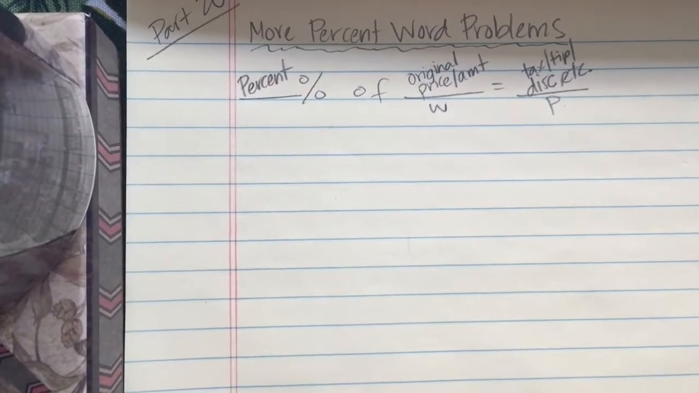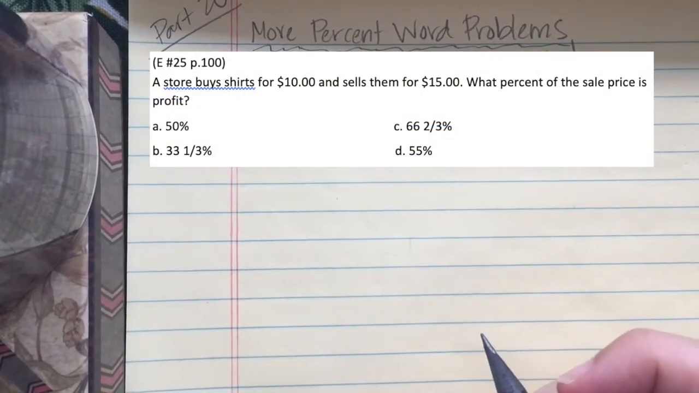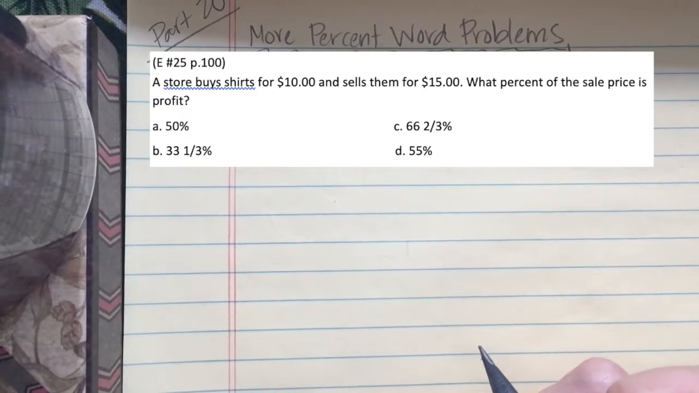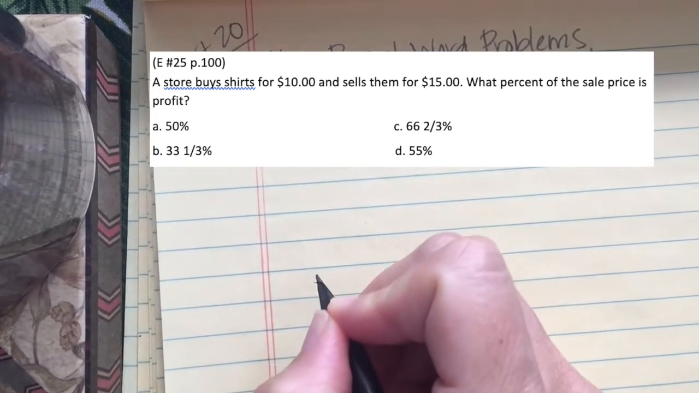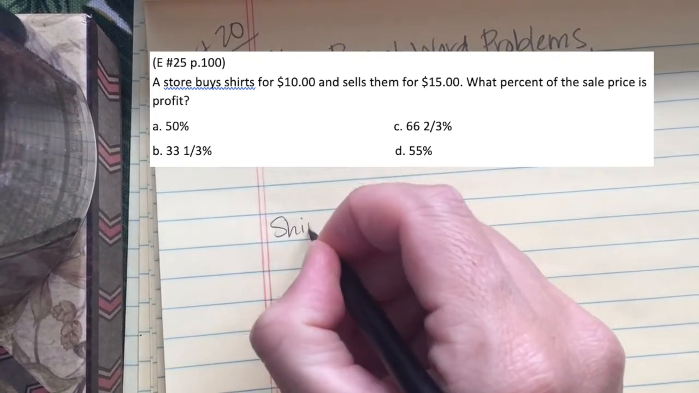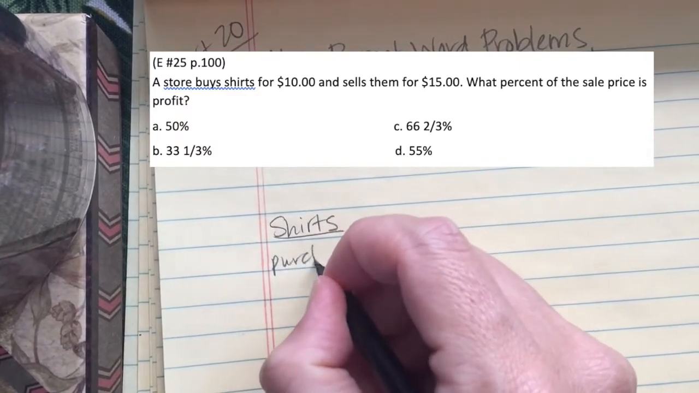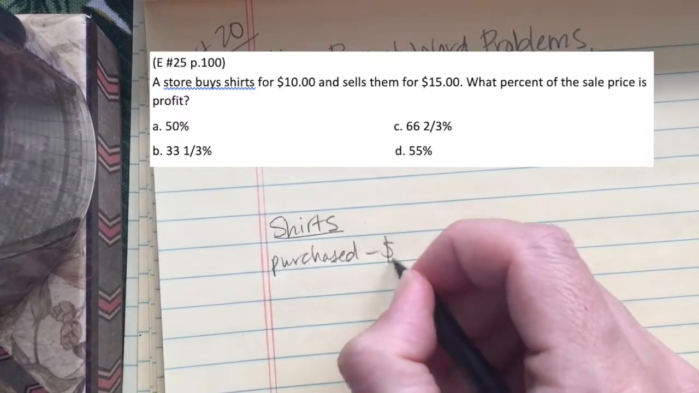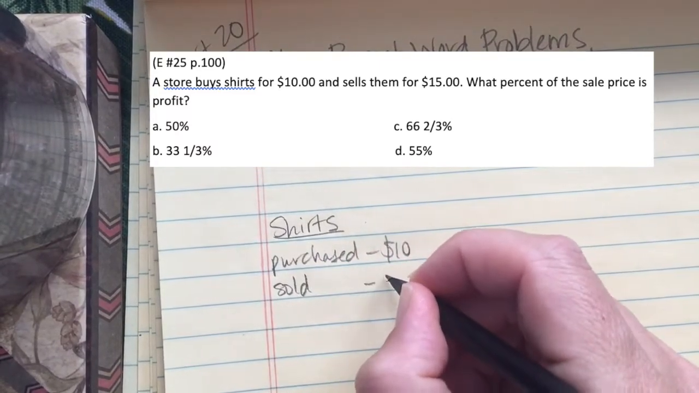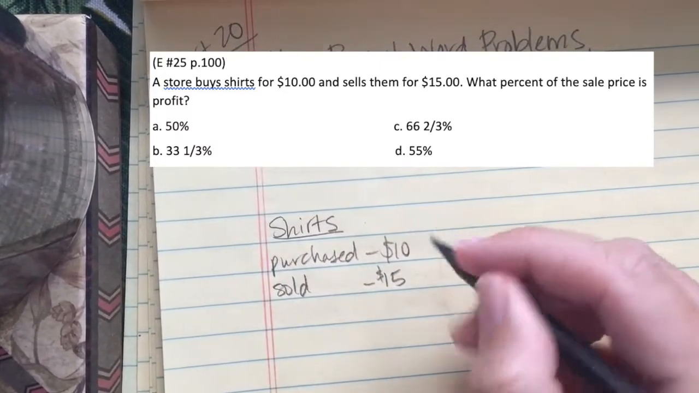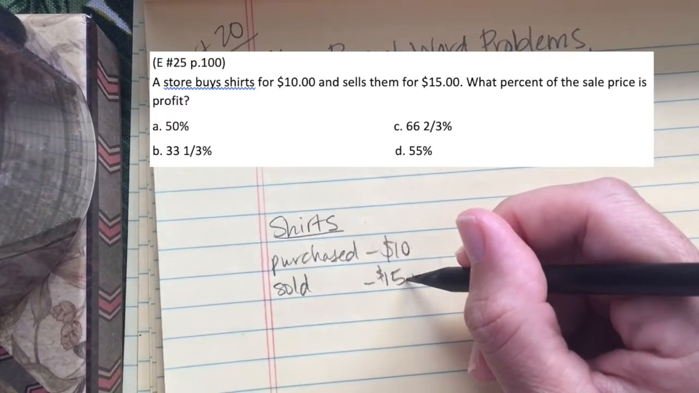All right, so let's practice this first problem here. A store buys shirts for $10 and sells them for $15. What percent of the sale price is profit? Okay, so we're selling shirts, and they were purchased for $10, but they were sold for $15. Okay, so this was the store owner's price, and this is what he marked them up to buy.